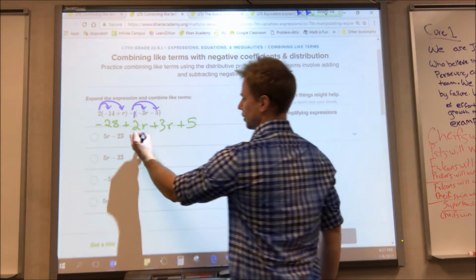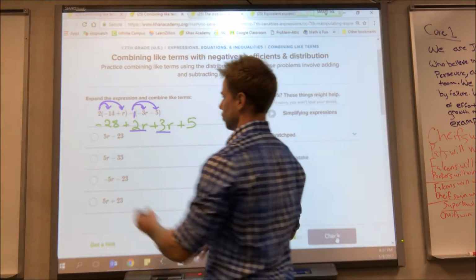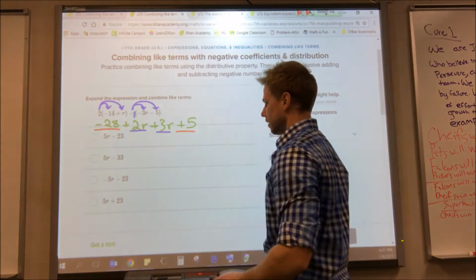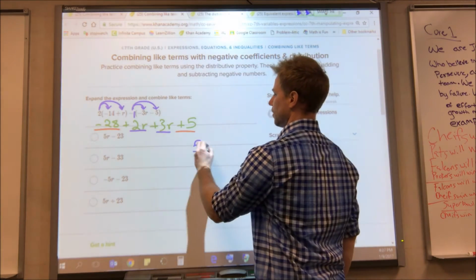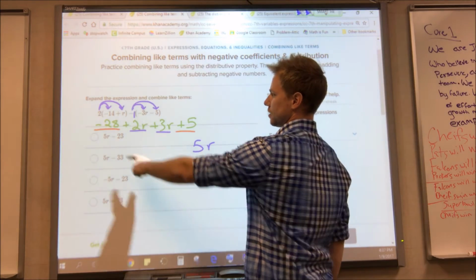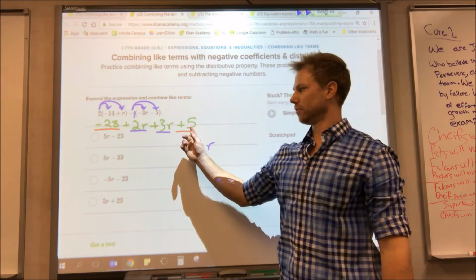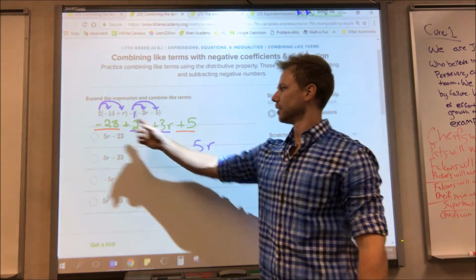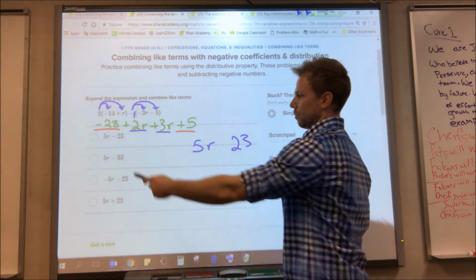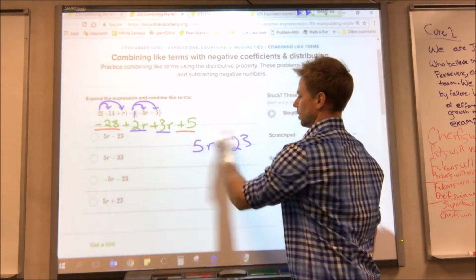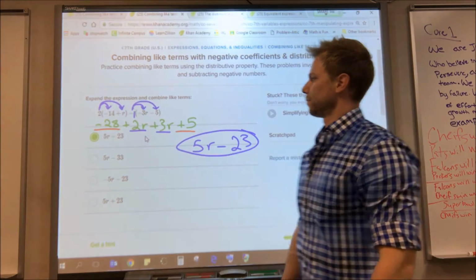Now we can figure out our like terms, 2r and 3r, and then negative 28 and positive 5. So 2r and 3r, they're both positive, makes 5r, and it stays positive. Negative 28 and positive 5, a negative and a positive, they're unlike, so we subtract. 28 minus 5 is 23. Keep the sign of the bigger number, which is negative, so it becomes 5r minus 23. That's our first one right there.